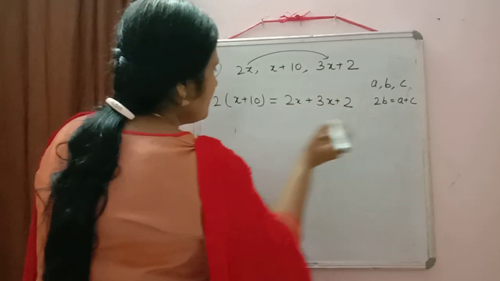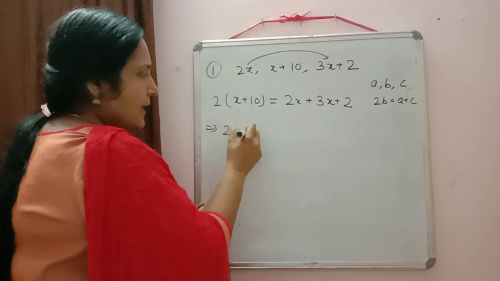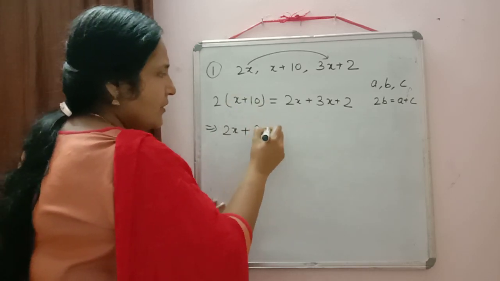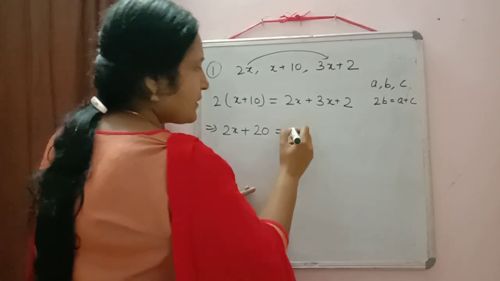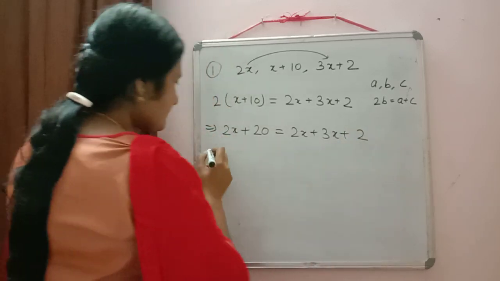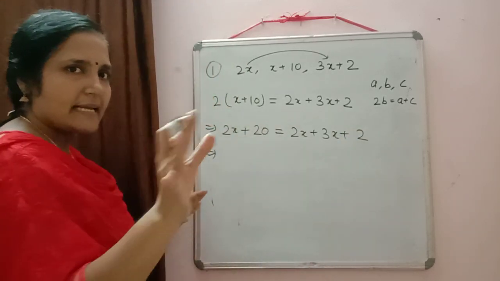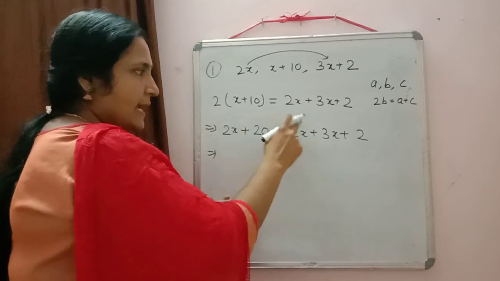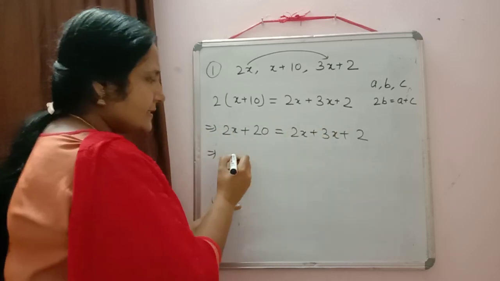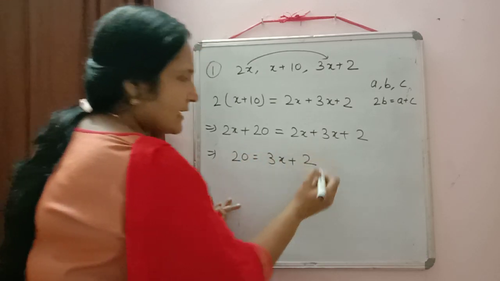Now we will simplify it. 2 into x will be equal to 2x plus 2 into 10, 20, is equal to 2x plus 3x plus 2. 2x, if I shift here, 2x and minus 2x will get cancelled there. So we are not writing that term, directly we cancelled the term. So remaining is 20 is equal to 3x plus 2.